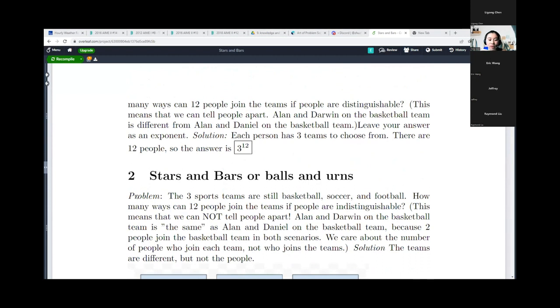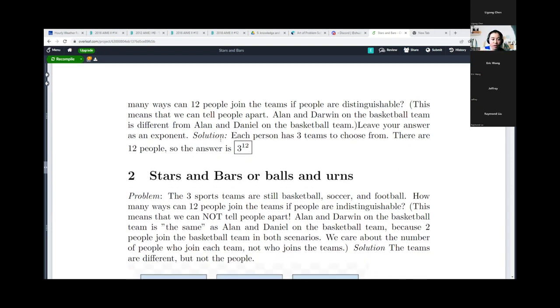Okay. So let's change up the original sports problem a little bit. There are 3 sports teams that are still basketball, soccer, and football. How many ways can 12 people join the teams if people are indistinguishable? This means we cannot tell people apart. Like if Alan and Darwin are on the basketball team, this is the same as Alan and Daniel being on the basketball team because there's 2 people on the basketball team in both scenarios, and we only care about the number of people on each team, not who joined the teams.